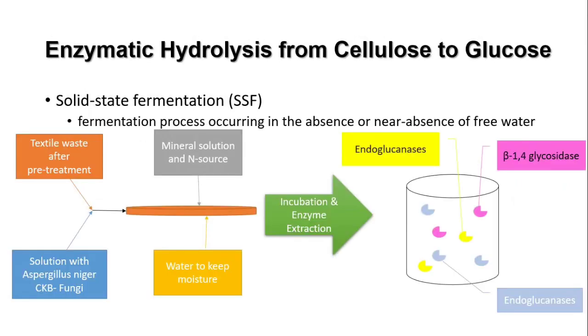The problem can be solved by solid-state fermentation, using the textile waste to produce the enzyme we need. Solid-state fermentation is a fermentation process occurring in the absence or near absence of free water. The pretreated textile waste together with the solution with Aspergillus niger CKB fungi will undergo incubation with moisture. Then the enzymes produced will be extracted.